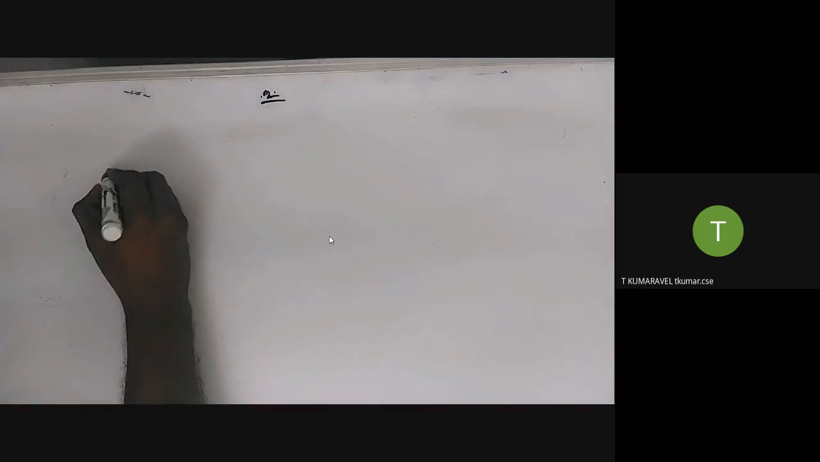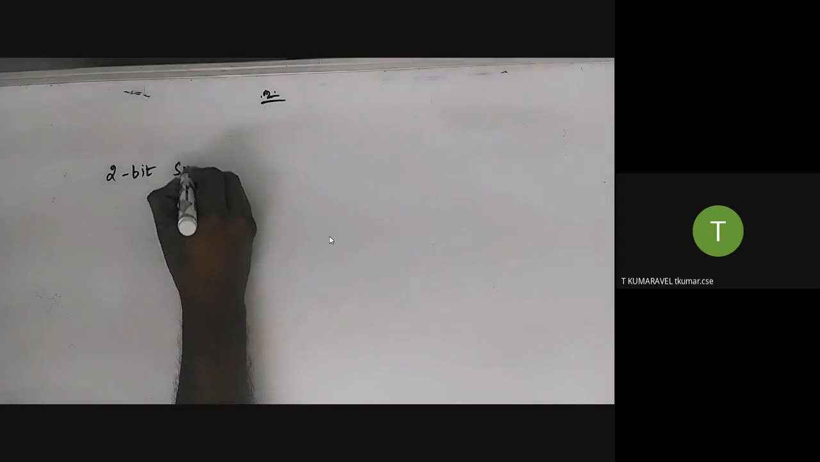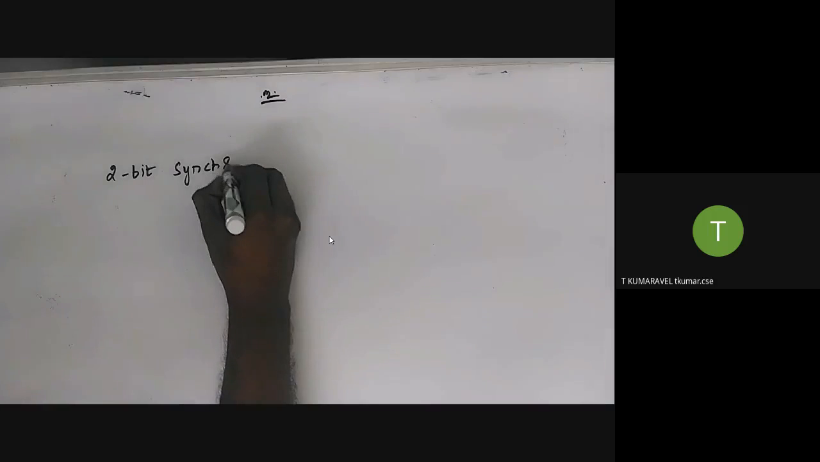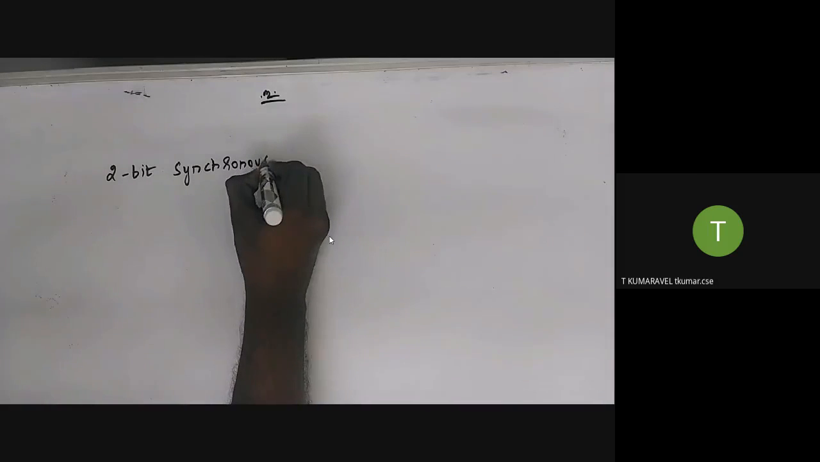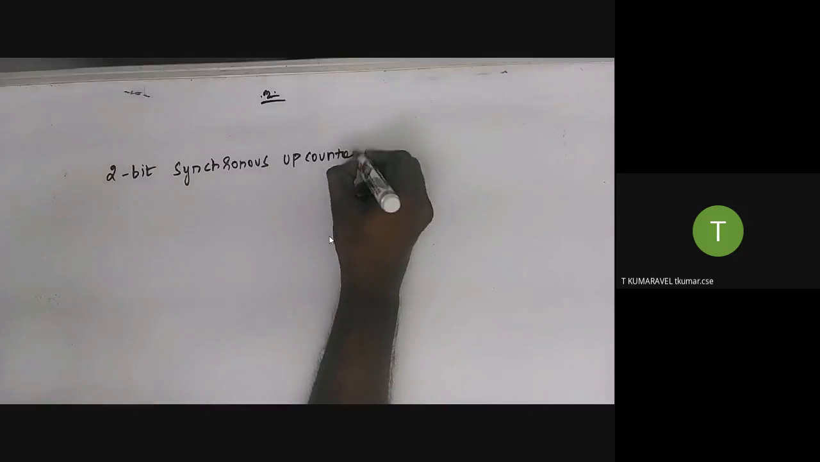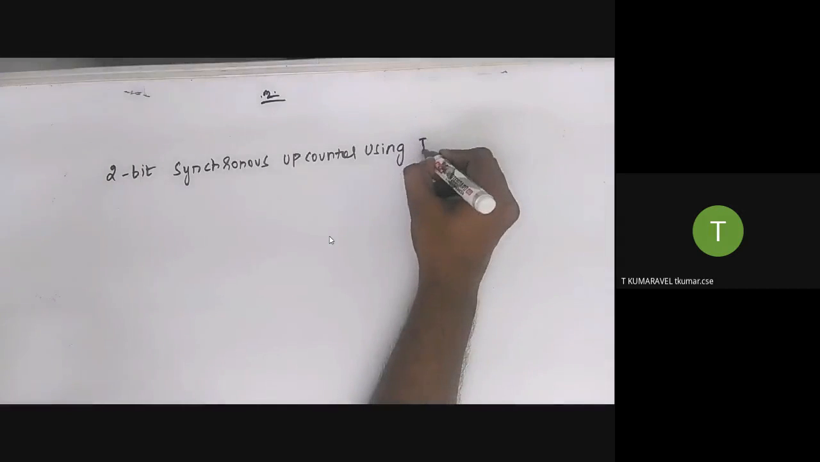Today, we are going to continue the last class. We are going to design a 2-bit synchronous up counter using JK flip flop.